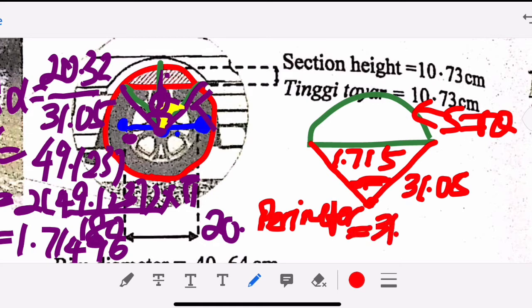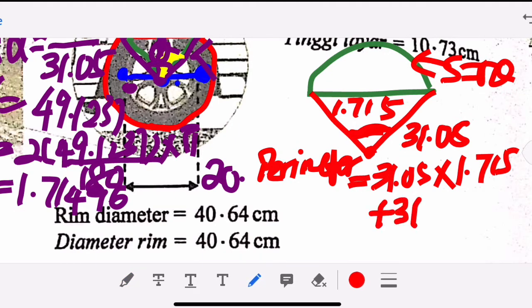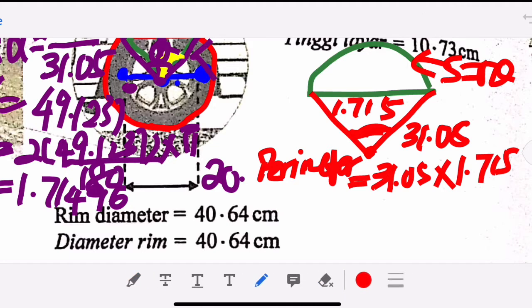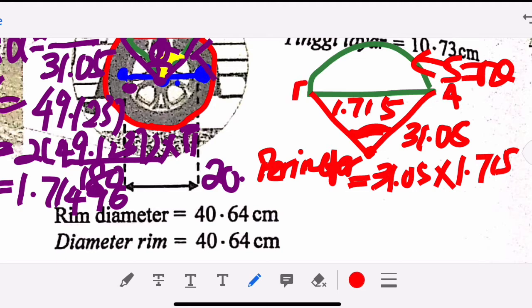R is 31.05 times 1.715, and we have to plus 31.05 times 2. We also have to add the length here, which is AM, so plus the AM. Let's solve the AM first. This point is at the middle. You can use the cosine rule, up to you. You can divide into two right angle triangles. So I think I will use Pythagoras theorem.